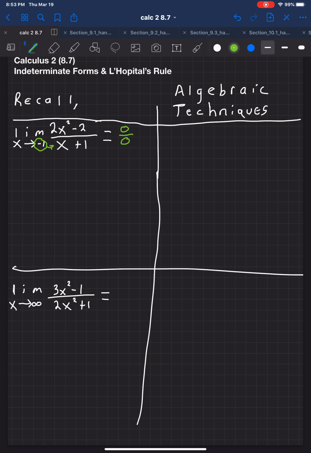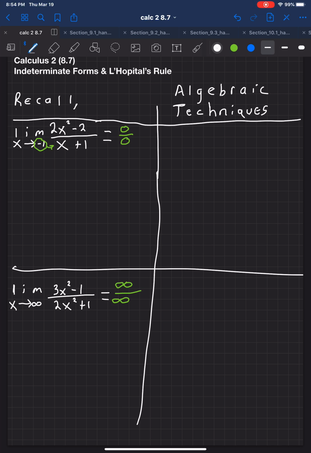Now, likewise, if I jump to the second limit, this time your x value is approaching infinity. Although this is kind of sloppy, if you think about infinity squared times 3 minus 1, I think we can agree that we're still at infinity. And likewise, we're still at infinity in the denominator. So 0 over 0, infinity over infinity, these are both, again, considered indeterminate forms. So we cannot determine if the limit exists from its current form.